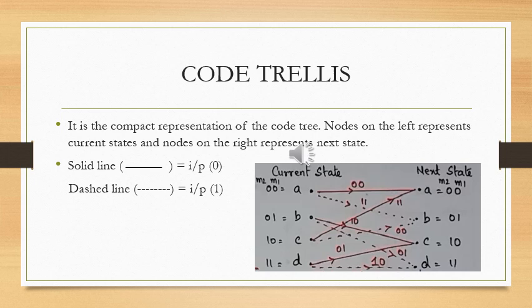Again, in the current state A, if the input provided is equal to 1, then the next state is equal to B and the output V1, V2 is equal to 1, 1. So that has been represented with a dashed line, and on this line the output V1, V2 is marked, that is equal to 1, 1.